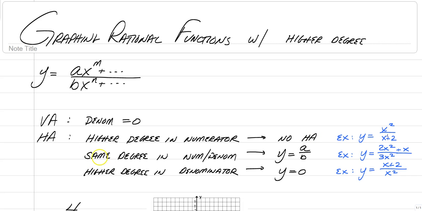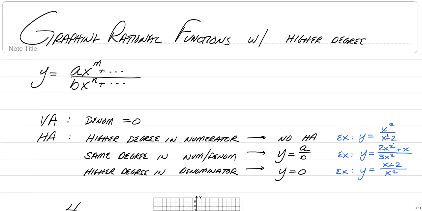In the second possibility, we have the same degree in the numerator and denominator. So example, 2x squared over 3x squared. Your horizontal asymptote would be 2/3, and that's very similar to the last video when you just take the leading coefficients and write them as a fraction.